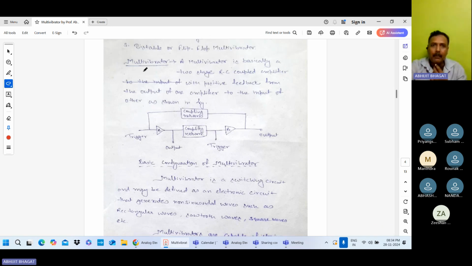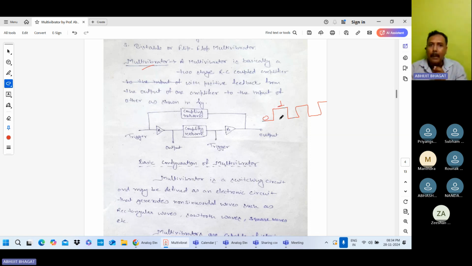The next topic is related to multivibrator. First, multivibrator, I already discussed in the last class. This multivibrator is a two-stage device. Means across the output of the multivibrator, you are getting two types of output: either you are getting the 0 or you are getting the 1. So this type of waveform you are getting across the output. This is a 0 and this is a 1.